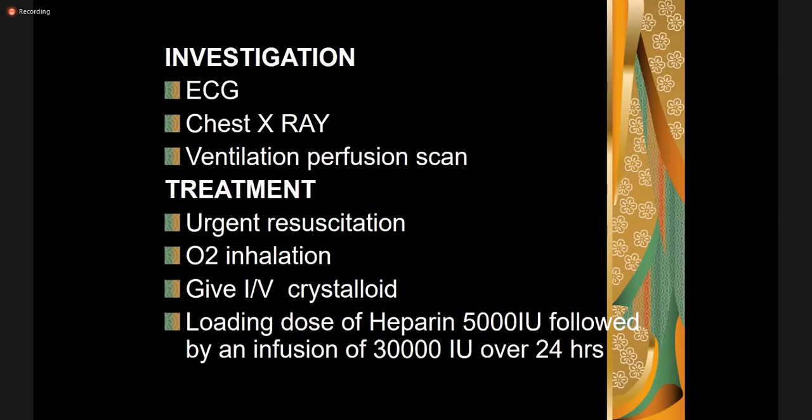So what you have to do is shift the patient to ICU care. At least oxygen inhalation is done. Maybe sometimes the patient needs intubation. And when you find that the coagulation profile is disturbed, sometimes you need to give her heparin 5,000 international units followed by an infusion of 3,000 international units over 24 hours.